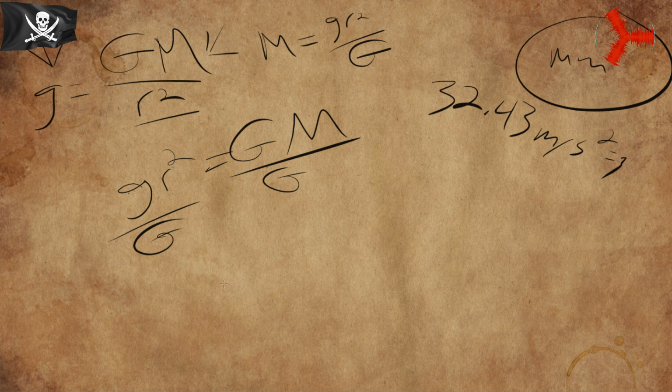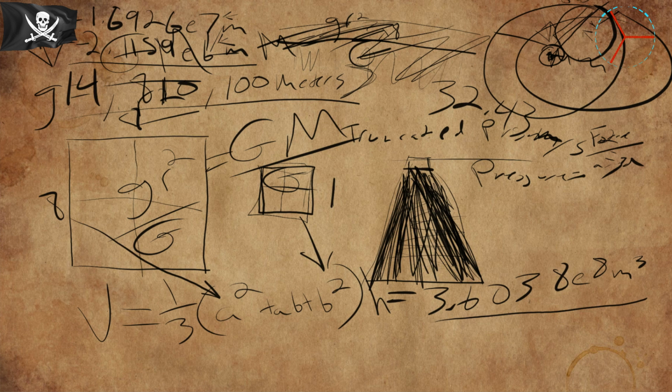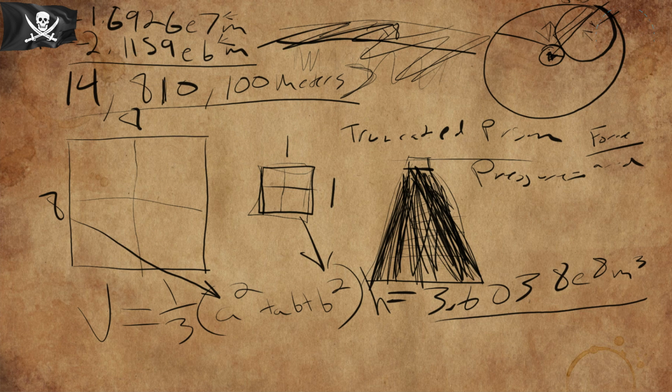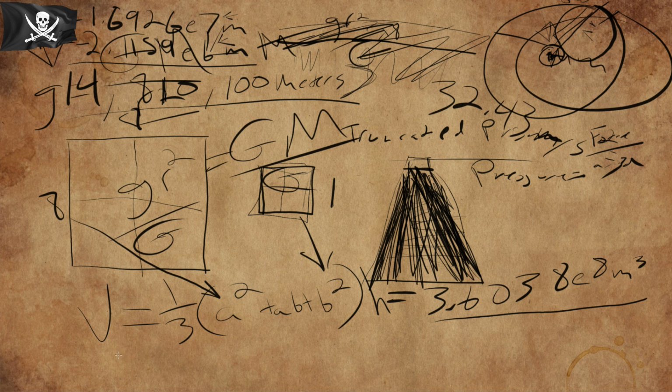Okay, so we know the radius. What is the radius? It's messy. The radius of the overworld is 1.6926 E7.